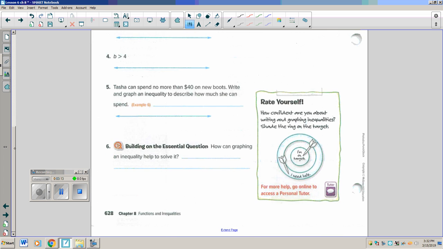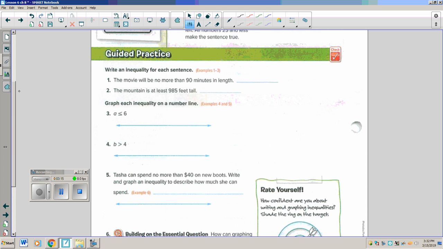Let's do some more practice problems on page 628. First, we're going to write the inequality. The movie will be no more than 90 minutes in length. X, everyone loves X. It's not going to be greater. It has to be less than or equal to 90. Can't be more than 90, but it can be 90.